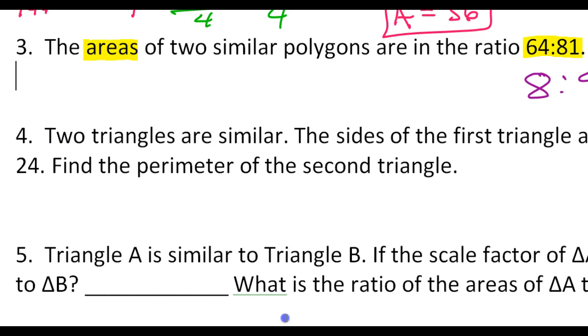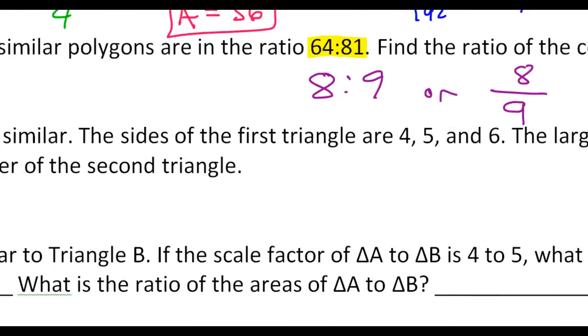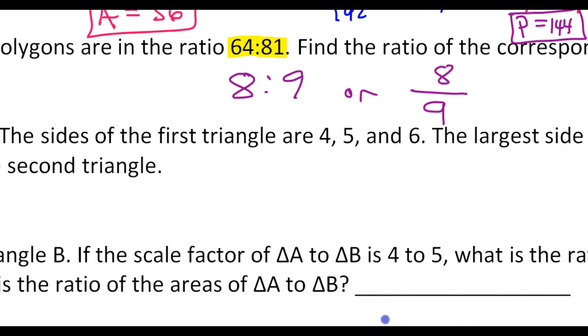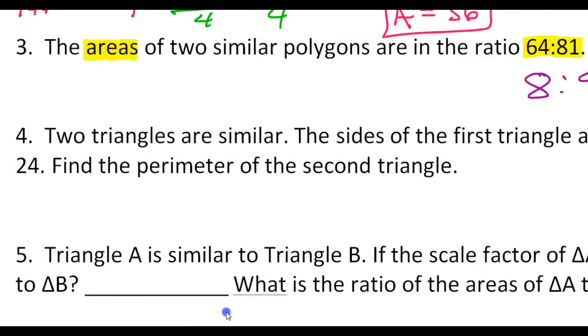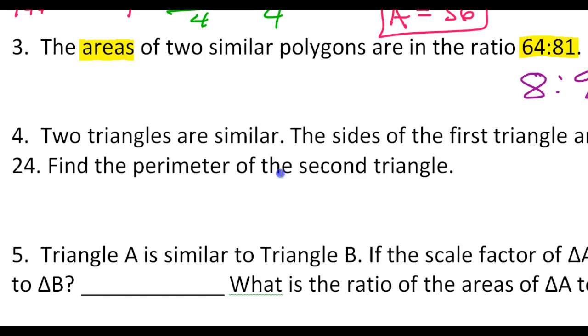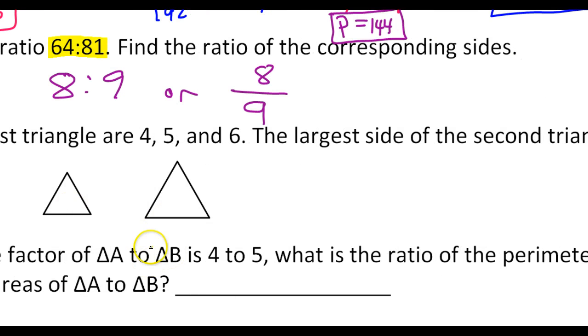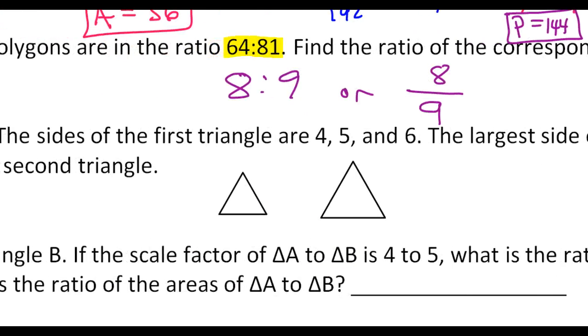Two triangles are similar. The sides of the first triangle are 4, 5, and 6. The largest side of the second triangle is 24. Find the perimeter of the second triangle. Okay, I'm going to draw a rough sketch. All right, obviously these drawings are not to scale. But the sides of the first triangle are 4, 5, and 6. Okay, so 4, 5, and 6.